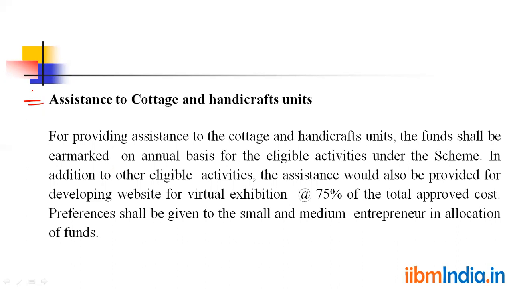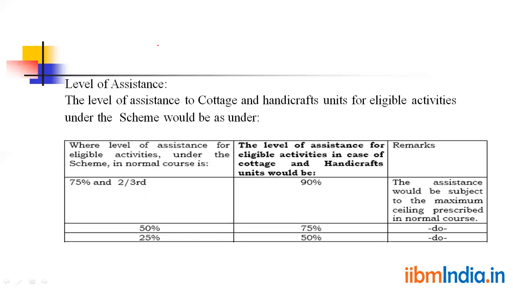So for providing assistance to the cottage and handicraft units, the fund shall be earmarked on an annual basis for the eligible activities under the scheme. In addition, assistance would also be provided for developing a website. Suppose you are dealing with e-commerce businesses, or you just want a virtual exhibition of your products and services, then 75% of the total approved cost would be provided to you, and preference shall be given to small and medium entrepreneurs in the allocation of the fund.